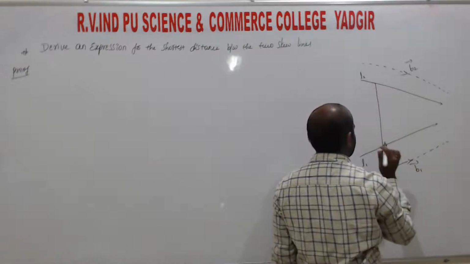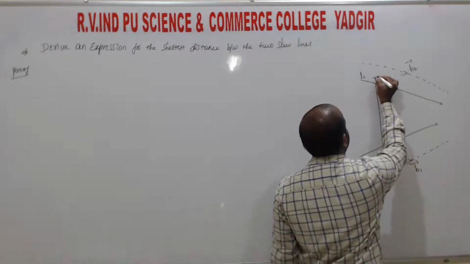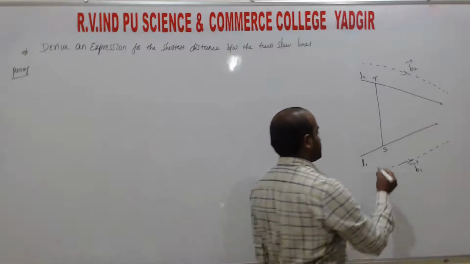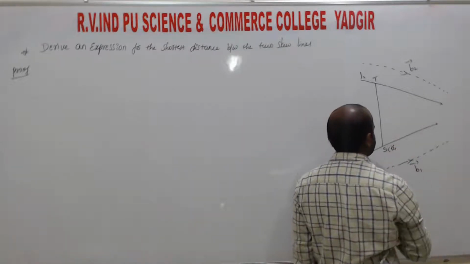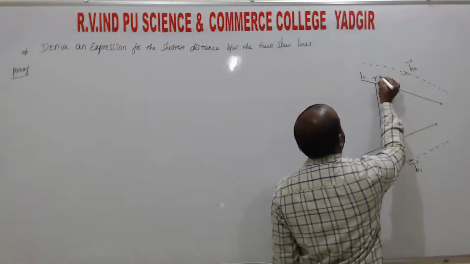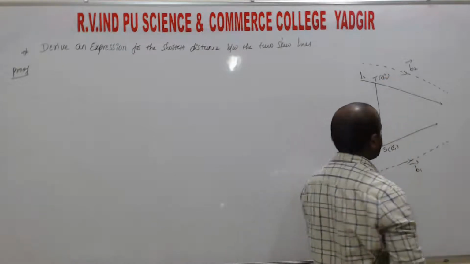The line L1 passes through the point S, and the line L2 passes through the point T, with position vectors: A1 vector is the position vector of the point S, and A2 vector is the position vector of the point T.